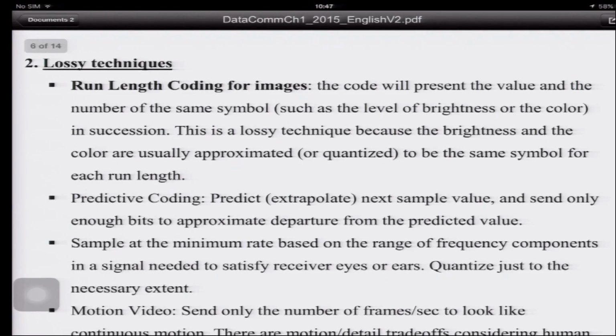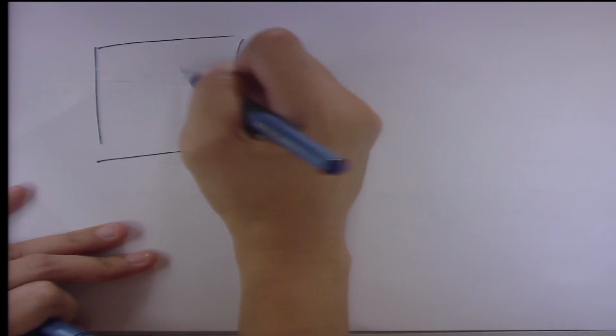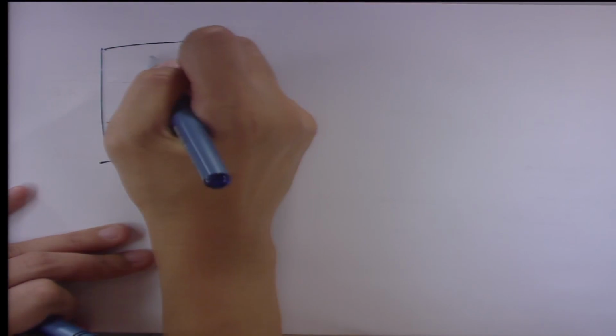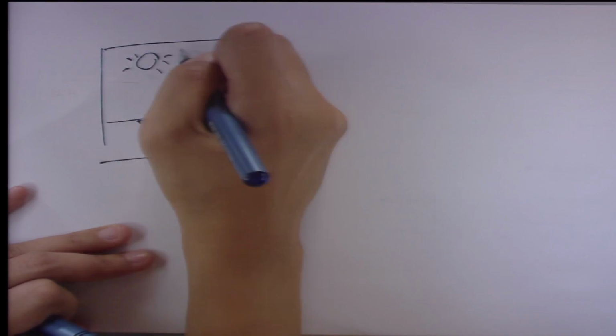Okay, the next techniques are categorized into lossy techniques. Line coding can be both lossy and lossless. If you are sending text or alphabet, like ABCD, it is lossless. But if it's an image, it will be lossy. For example, suppose you have a picture like this, a very basic picture.